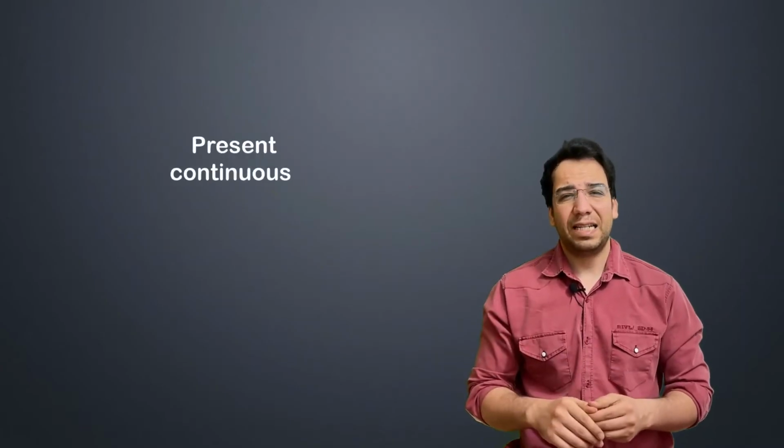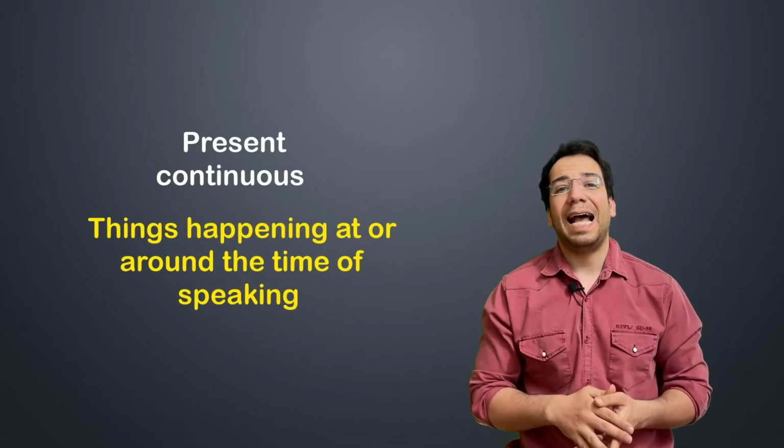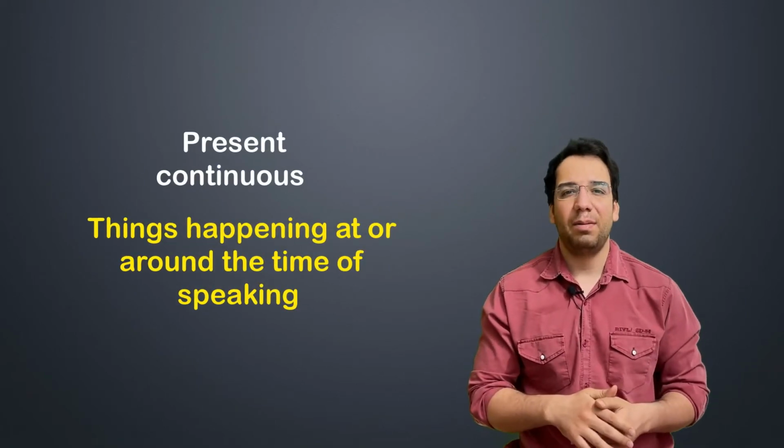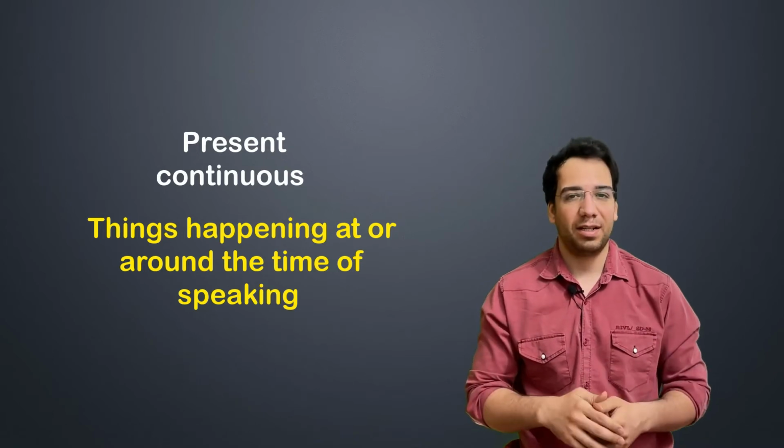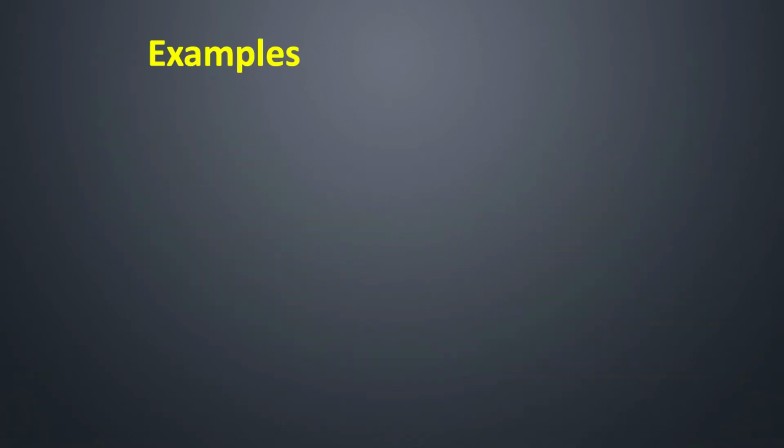Well, we use the continuous for things happening at or around the time of speaking. The action is not complete. So, my dear friends, as I told you, we use the continuous for things happening at or around the time of speaking. The action is not complete. So, let me give you some examples.